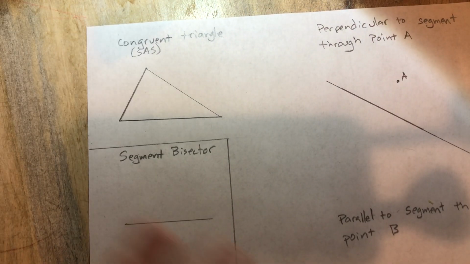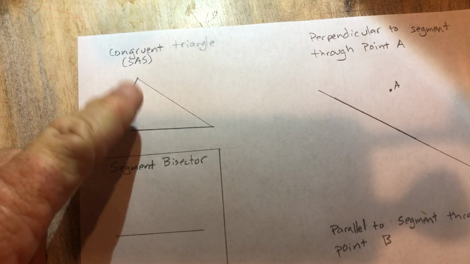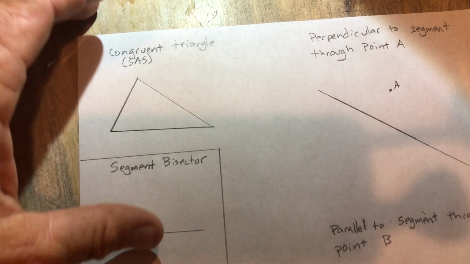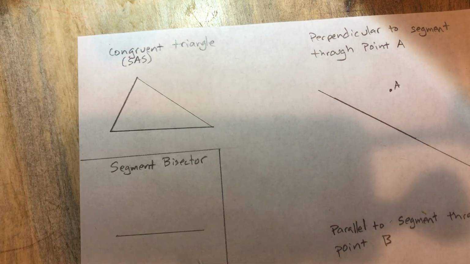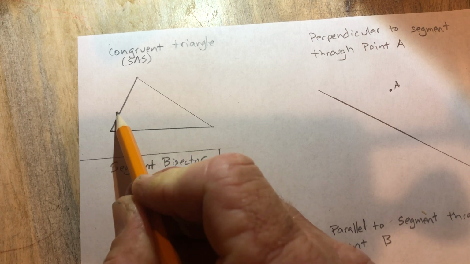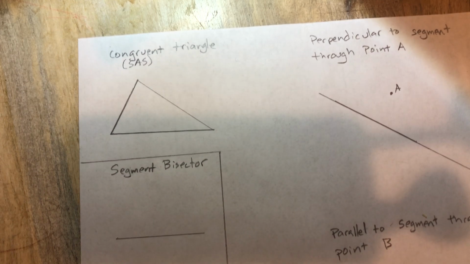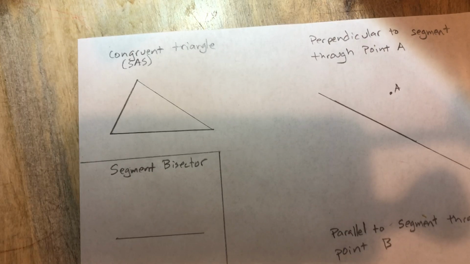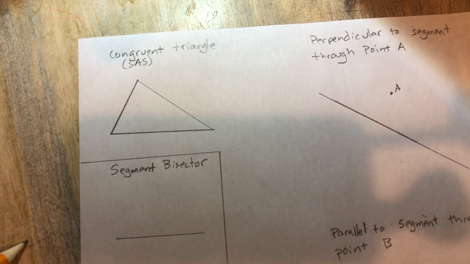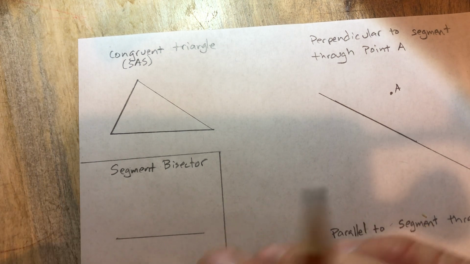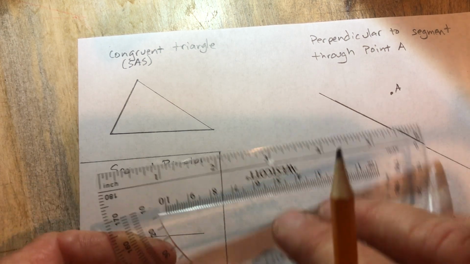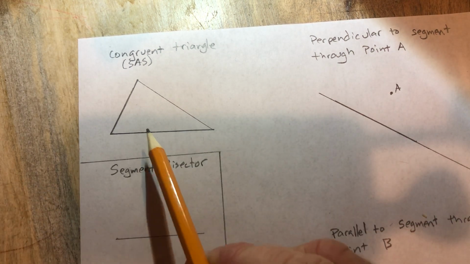Okay, so the first thing we're going to do with the side angle side method for congruent triangles is essentially just copy an angle. And the angle I'm going to copy is going to be this one right here. So the way I begin to copy angles is to first draw a line segment that just needs to be long enough here.